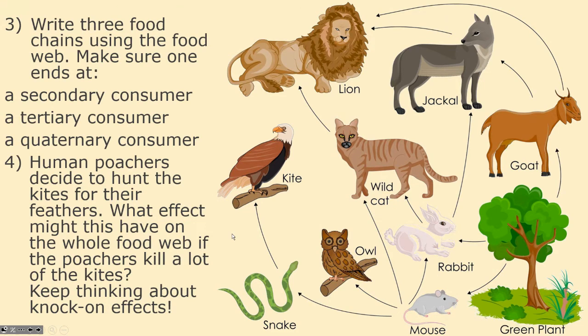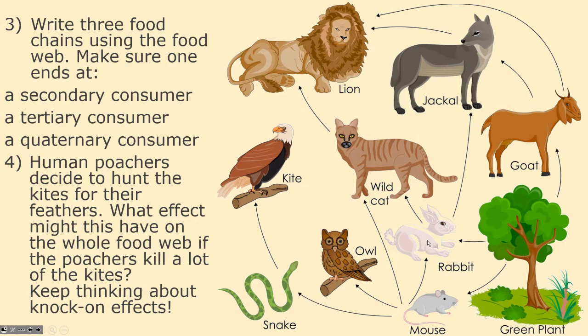Okay, hopefully you've given that a go. So if we kill lots of these kites, kites are the only things that are hunting these snakes. So we're going to end up with a lot more snakes. If we've got a lot more snakes, they're going to eat a lot more of these mice. If the number of mice starts going down, because they're all being eaten by snakes, there might not be enough food for this owl. So we might start seeing a decrease in owl numbers.